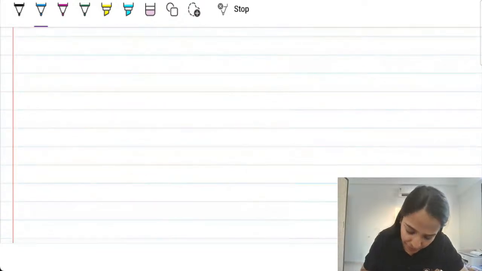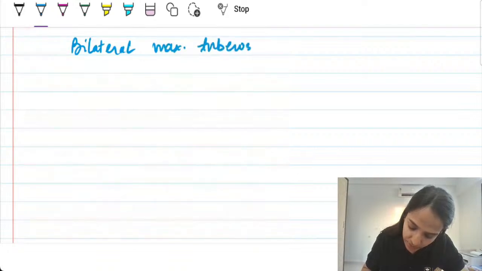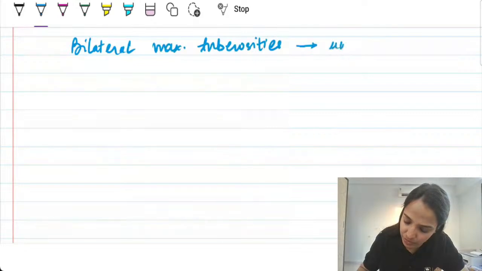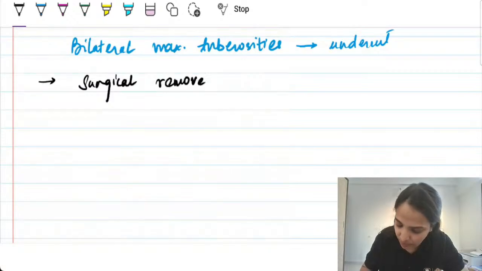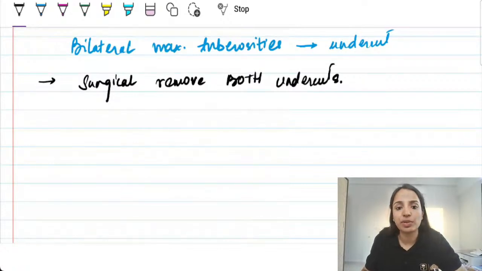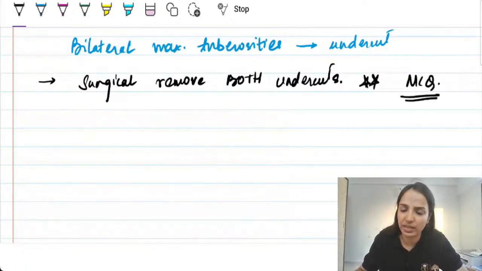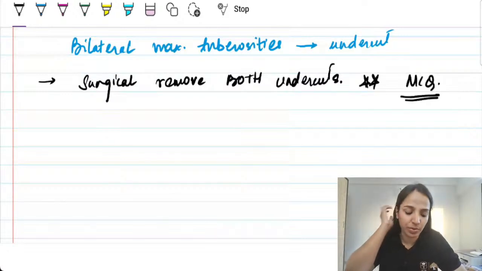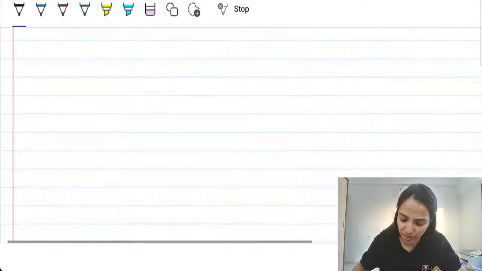But when you have heavy bony tuberosities and you have bilateral maxillary tuberosities, and undercut is next to it, in that situation, what do you do? In that situation, you have to surgically remove both undercuts. So remember this, you have to surgically remove both of the undercuts, and this is a very frequently asked MCQ question regarding hard tissue tuberosity or bony tuberosities. So ridges exhibiting undercut areas, you will have bony tuberosities, and that is the answer to it.